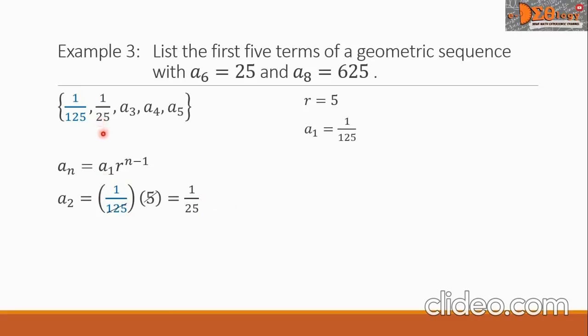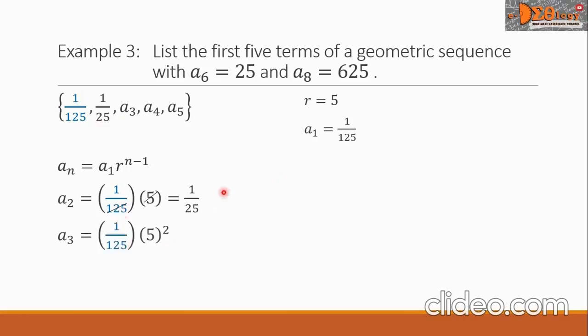Next, let us find a sub 3. Using our general term formula, we have a sub 3 equals a sub 1 times r raised to 3 minus 1, or 2. And then let us substitute our values.